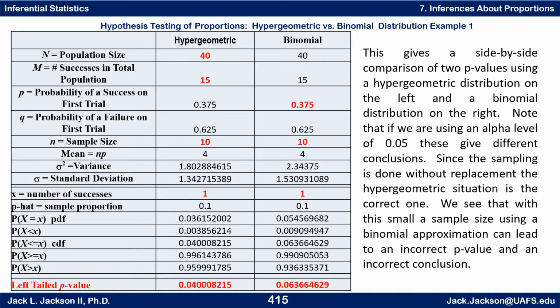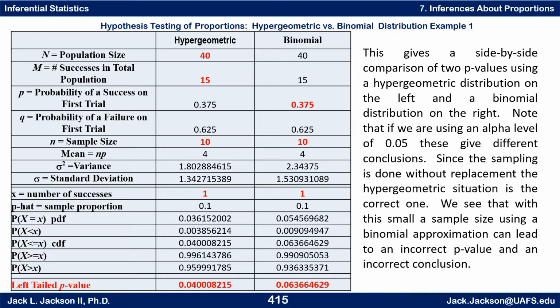Now, let me just show you a few situations. This gives a side-by-side of some calculations that I set up in Excel, and both of these have a population size of 40 and 15 successes in the population, so the probability of success on the first trial, and also the proportion of successes in the population, is the same. But on the left, we have a hypergeometric distribution where sampling is done without replacement, and on the right, we have a binomial where sampling is done with replacement.